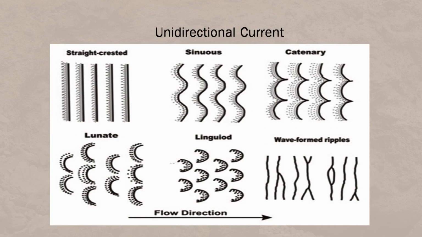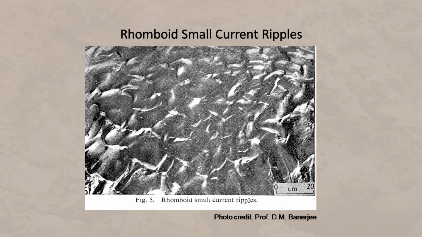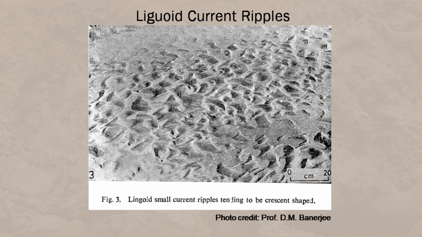When a current is flowing in one direction, then you have a different type of crest. They are either straight crested, sinuous, or catenary, or they form lunate or linguoid, or wave form ripples. Now some field outcrop examples: this is a linguoid lunate ripple. This is a rhomboid small current ripple from the Yamuna sand plain. This is a linguoid current ripple, again from the Yamuna sand plains.